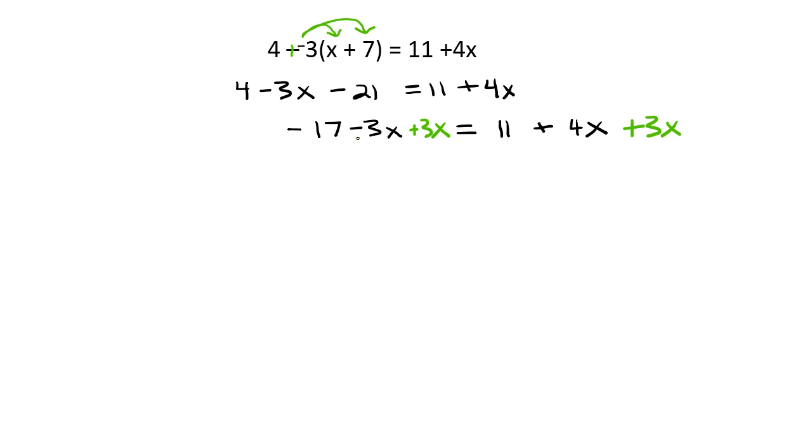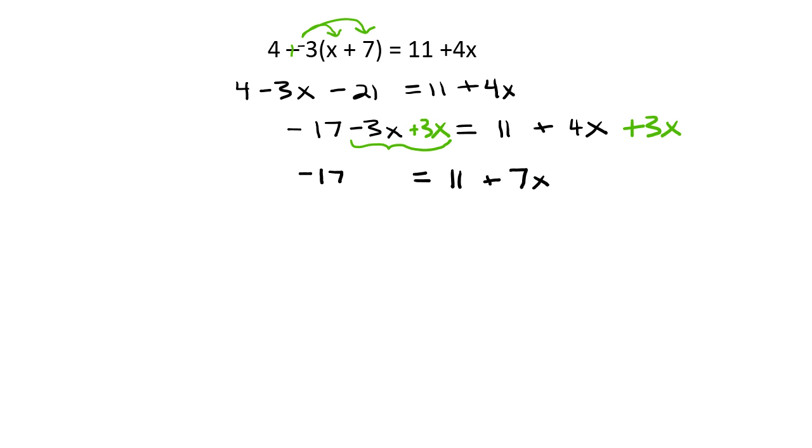The reason I do it on the left here, these are opposites and they give me 0x, which is just 0. So what I have left on the left is negative 17. On the right, I've got an 11, and then 4x plus 3x is a 7x. So I've got plus 7x.